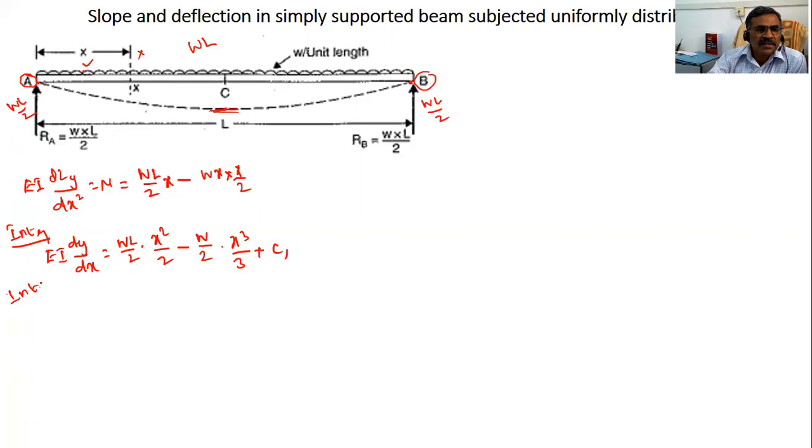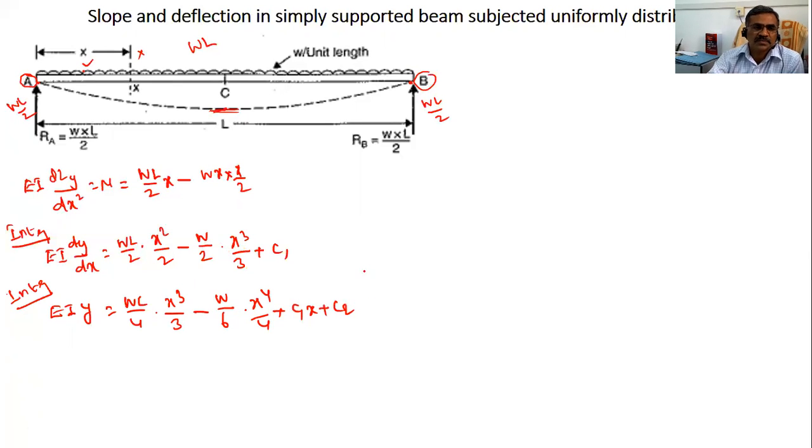Again, if you integrate, you will get EI y is equal to WL by 4 into x square, that is x cube by 3, minus W by 6 into x power 4 by 4, plus C1 x plus C2. Now you apply the first boundary condition. First, what is the first boundary condition?